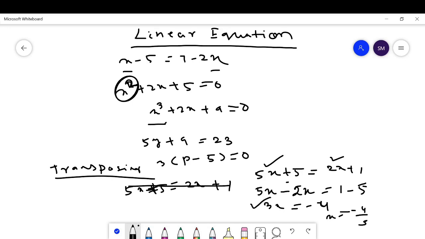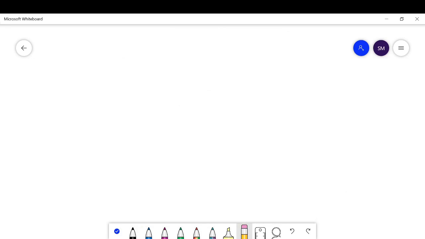Here 3 is multiplied with x. When you bring it to the right side, it becomes division. Here the 3 is in the numerator; when you take it to the right side, it comes to the denominator. x is equal to minus 4 upon 3. This is the answer. This method is called transposing. When you transfer terms from left to right, the sign changes. Another example.